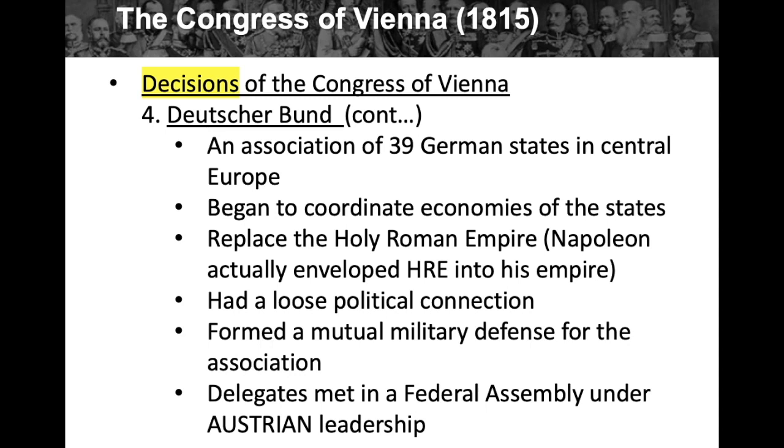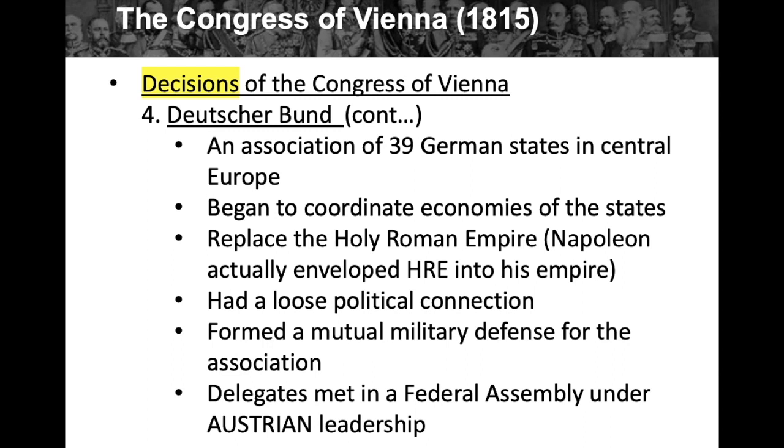So these states come together, they coordinate economies, they're an association. They're connected loosely politically. They form a mutual military defense for the association. And the delegates met in a federal assembly under Austrian leadership. Okay, so clearly we're not at the point of an actual creation of Germany, but it's starting to come together.